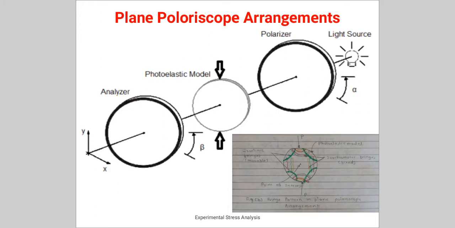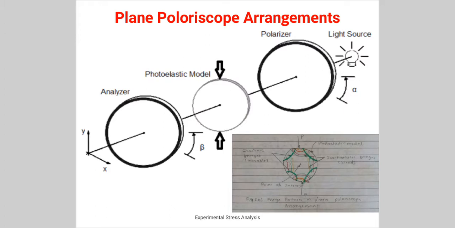Now we will see the plane polariscope arrangement. Once again I will explain the basic construction and which important elements are used in it. If you go through the figure, initially the light source is one of the important elements, provided on the right side. After the light source, another important element is the polarizer, which acts as a filtering device. Then after the polarizer, the photoelastic model is there, in the form of a circular cross section, or we can consider it a circular disc under diametrical compression.